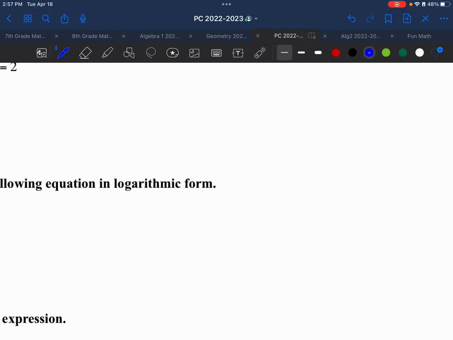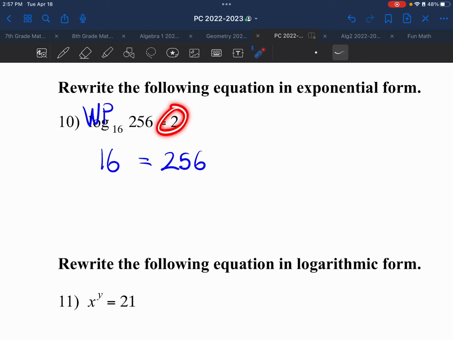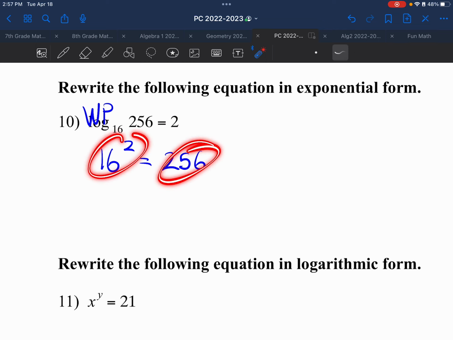Rewriting them in exponential form. Again, the way that I'm thinking about this is the what power function. What power does 16 need to be raised to in order to get 256? And the answer is right there. The answer is 2, so 2 is going to come right here. This is always the way that I think about this. And you can just double check: 16 squared is 256, so that makes sense.